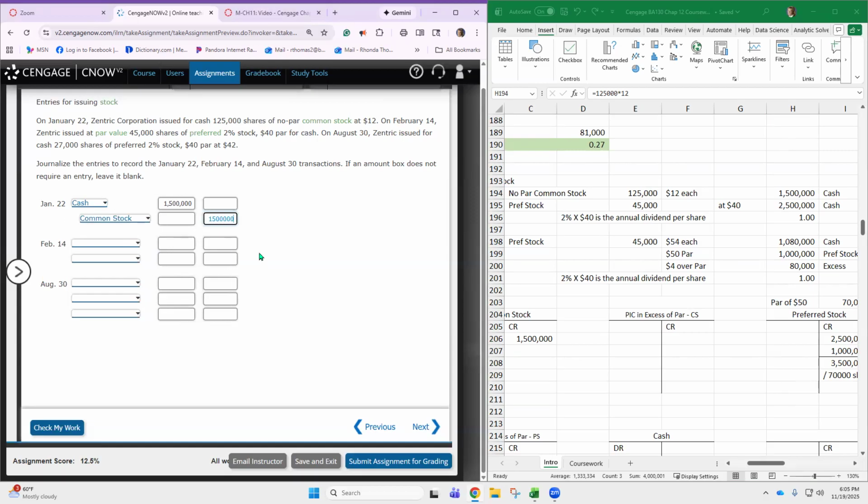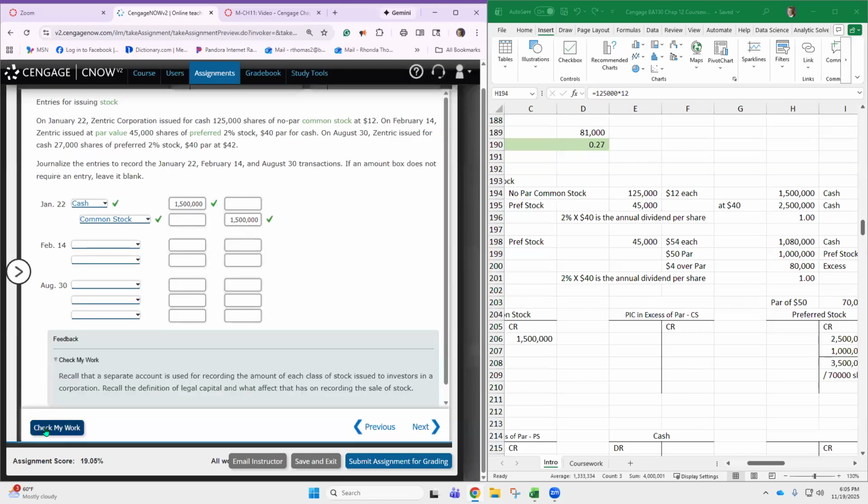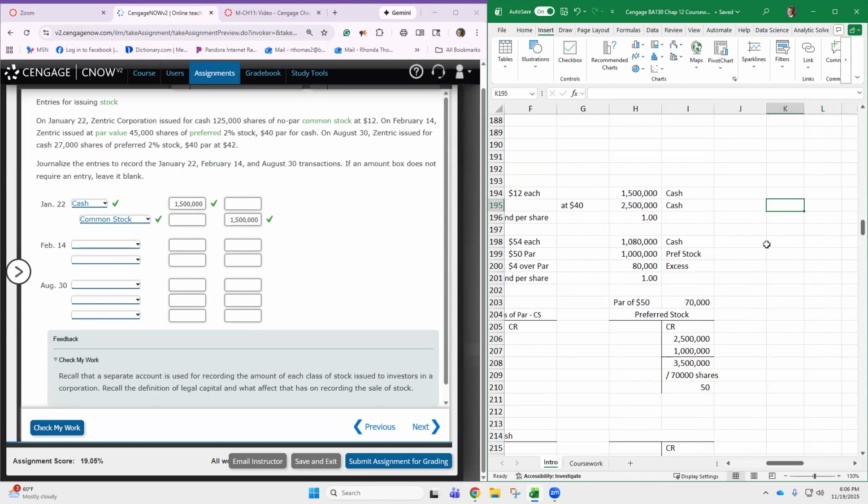$1,500,000. Okay. So the next entry, you can check it if you want. The next entry involves the preferred shares. Once again, we are selling 45,000 shares of preferred stock at its par. Okay, so par is $40. So I'm going to go over here and do the calculation. So this is going to be 45,000 shares at a par of $40 each.